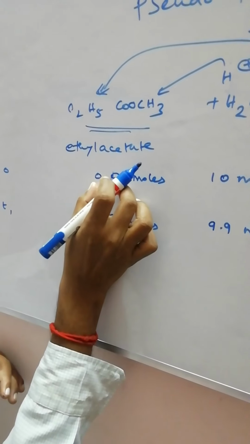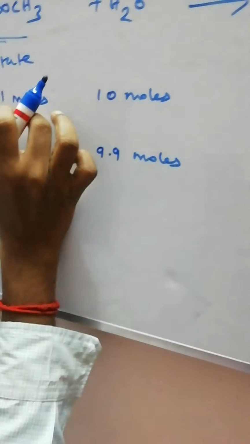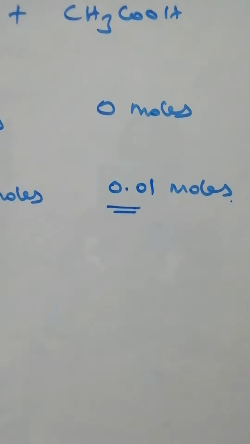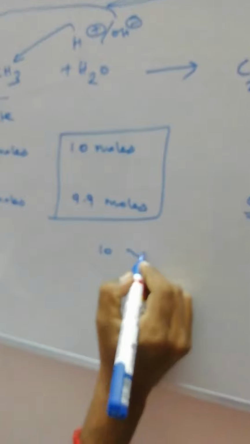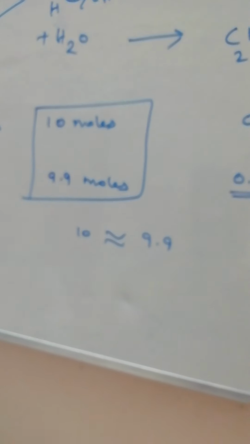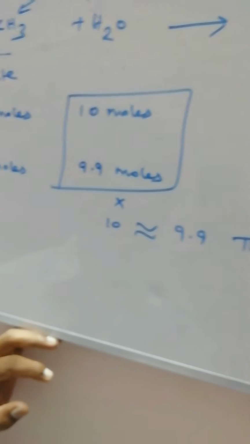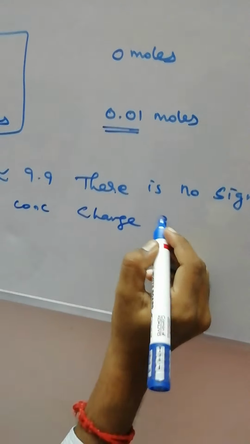Here 0.1 mole of the reactant and 0.1 mole of water are both converted into product as 0.1 mole of ethanol and 0.1 mole of acetic acid, vinegar. But when compared with this, 10 is approximately equal to 9.9. Let us take this as Y and this as X. There is no significant concentration change in water.